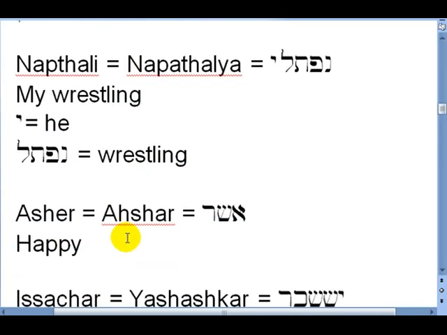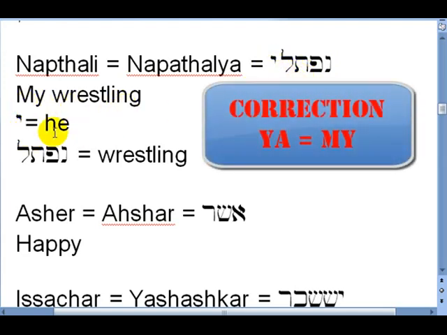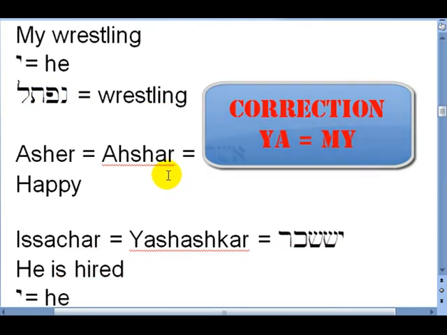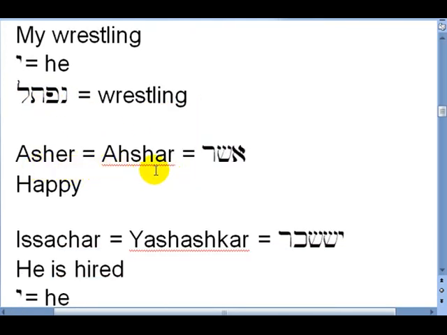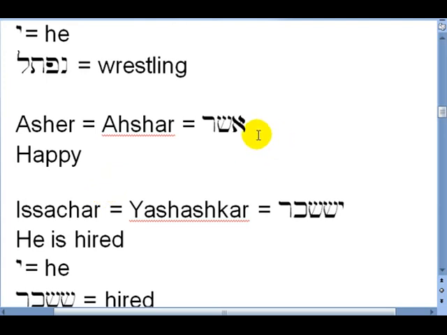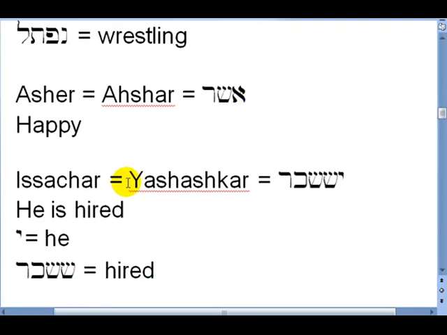Alright, the next one is Naphtali, Naphthalia, which means my wrestling. Yah is he, Naphtal is wrestling. Okay, Asher is Ashar, Ashara, which means happy. Alright, so that means happy.